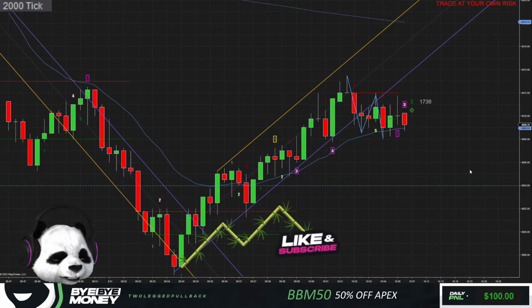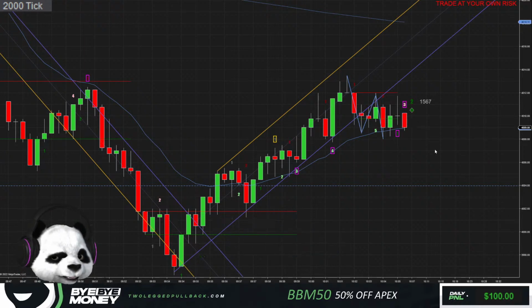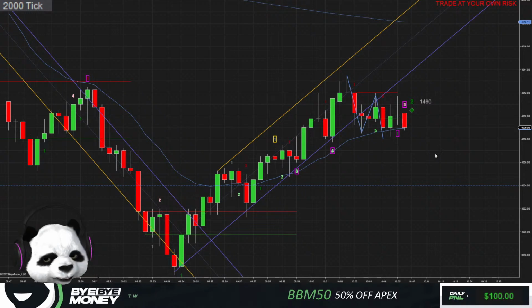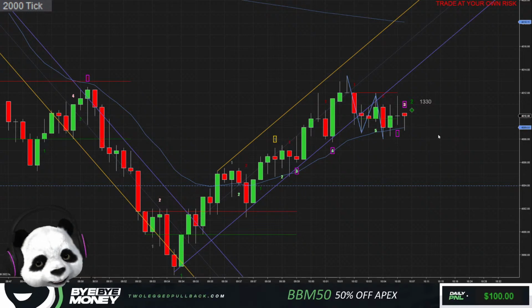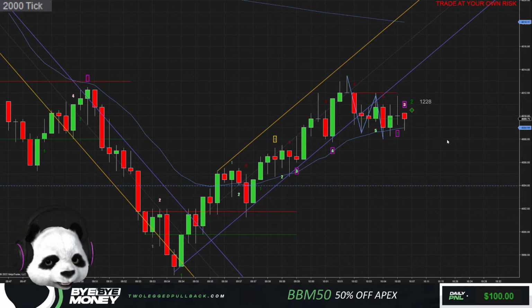I'm just sitting on my hands here. If this fails, I'll go long a higher low setup, because I'm not looking for a short trade either. I'm not necessarily looking for a short trade. I'll take a higher low second entry long here.